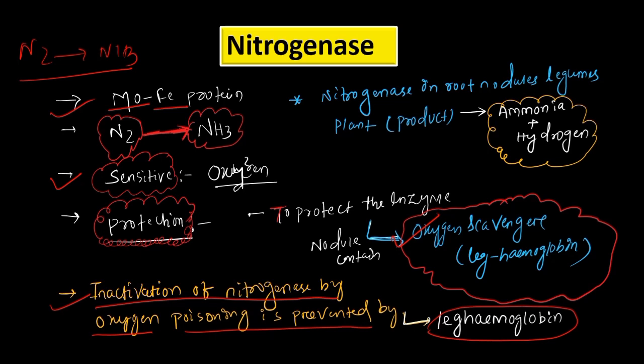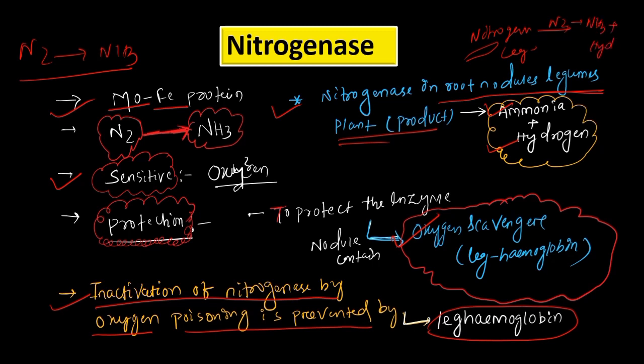Next concept: nitrogenase in the root nodule of legume plants produces ammonia and hydrogen. The products are ammonia and hydrogen. This is the root nodule of a legume plant. We see this nitrogenase enzyme converts N2 to ammonia and hydrogen. So the product is not only ammonia but also hydrogen. This is the overall discussion of the enzyme nitrogenase.